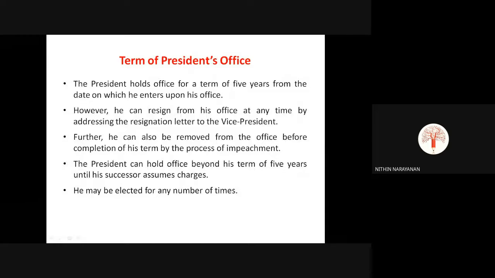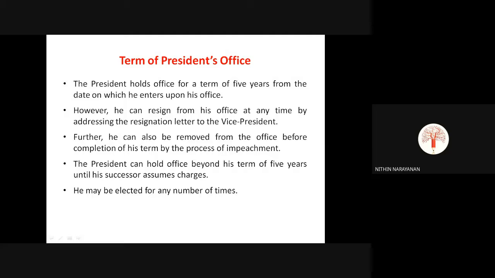What are the different ways by which a president can be removed from his office? Okay, അപ്പോൾ റിമൂവ് ചെയ്യുന്നത് ഇംപീച്ച്മെന്റിൽ കൂടെ മാത്രമാണ്, but he can also resign by himself by giving a resignation letter to the vice president. The president can hold office beyond his term of 5 years until his successor assumes charge.